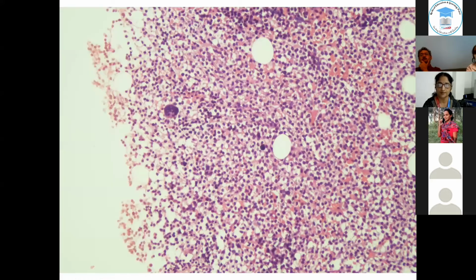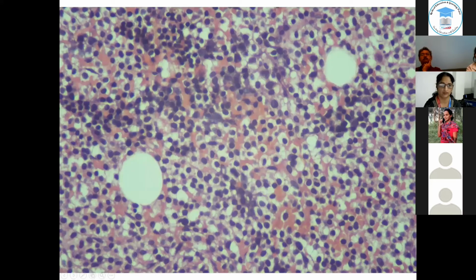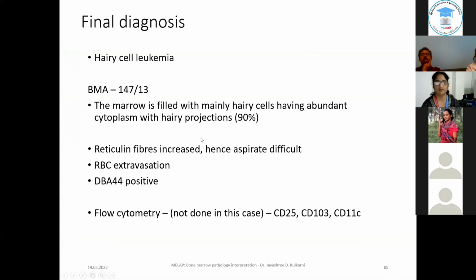The bone marrow biopsy was showing a typical fried egg appearance. So these are all the lymphoid cells, hairy cells with a clearing around them. So this is a case of hairy cell leukemia. Now the marrow is filled with mainly hairy cells with abundant cytoplasm and hairy projections. The immunohistochemical stain will be DBA, which will be positive.